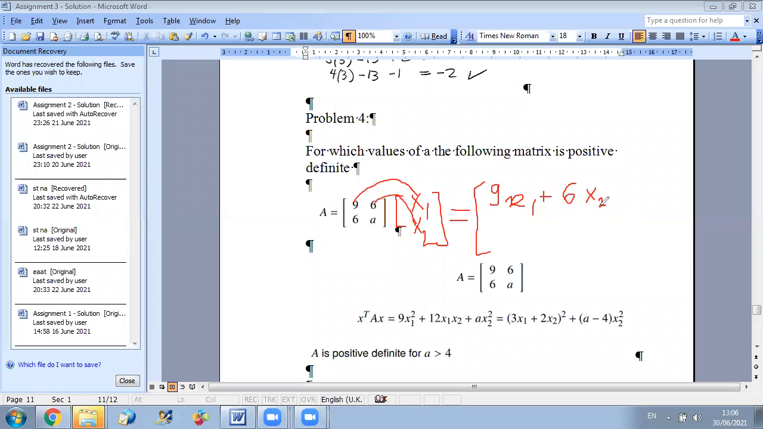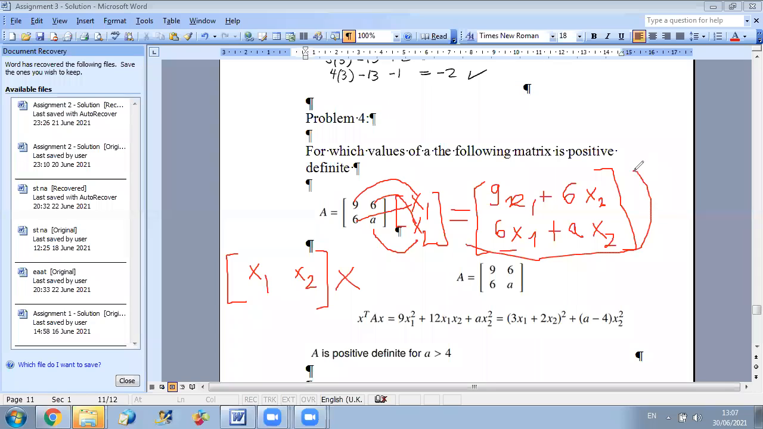Now, the second element here will be 6 times x1 plus a times x2. So 6 x1 plus a times x2. This is the result of a times x. Now I should do x transpose, which is a row vector x1 x2, times the result of this vector, if you want, which is a times x.